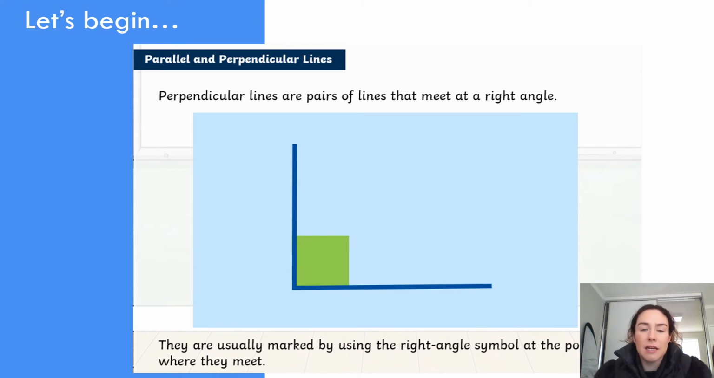Perpendicular lines are pairs of lines that meet at a right angle. They are usually marked by using the right angle symbol at the point where they meet. So this part here is a marking that we use to indicate right angles. What they're saying is perpendicular lines are a pair of lines that meet at a right angle. We can see that this line here is going down, down, down, and meets this line here, which is going across. When these two lines meet like this, we call them perpendicular lines. And just like in the slide before, we had our arrows for parallel lines, we can put a little square in the corner like this to indicate it is a perpendicular line meeting to form a right angle.